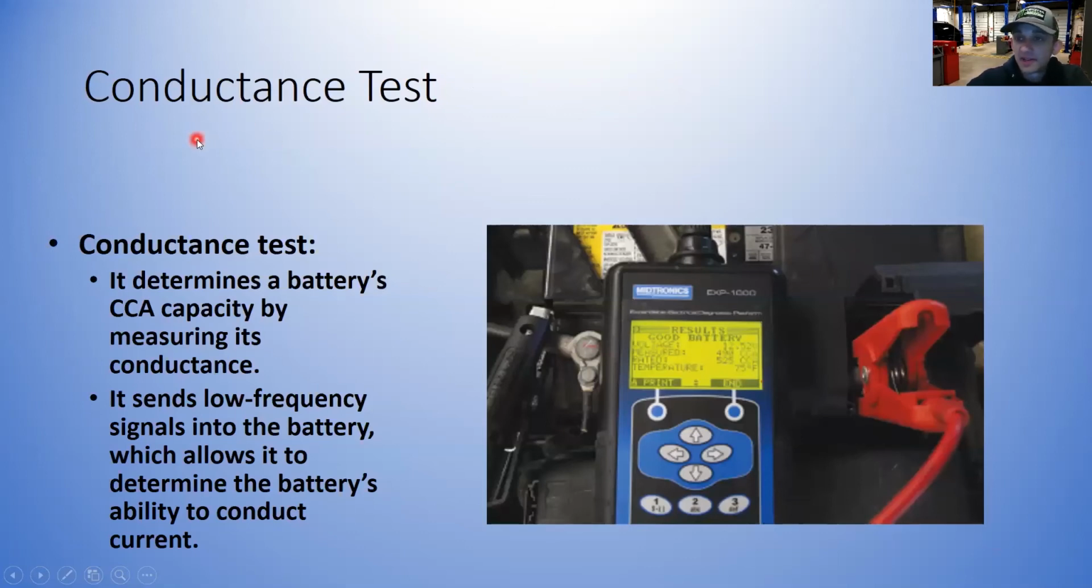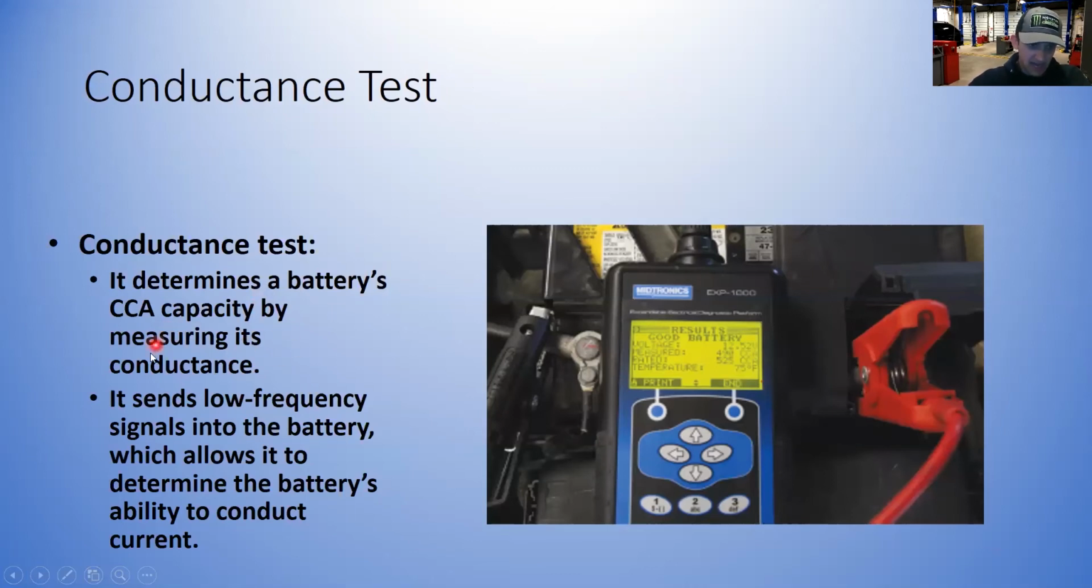We can also use a conductance tester to test a battery. This is a common tool that you'll see at Advance Auto Parts or AutoZone, any of the parts stores, and they come out and test. A lot of times they use a conductance tester. A lot of manufacturers are recommending conductance testers now. They're quick, easy to use, and they give you a pretty accurate overall determination of the battery's condition.